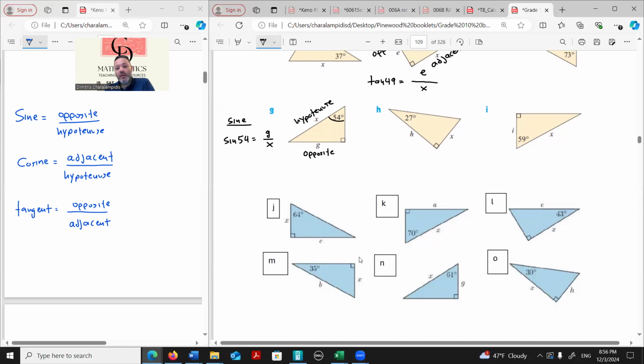Let's do K. What do we have in K? Again, we have the angle, which is 70 degrees. Based on this angle, we have the opposite, which is A, and we have the hypotenuse, which is x. Which trigonometric ratio combines these three? Angle, opposite, hypotenuse. Again, it's sine. Sine of 70 is A over x.